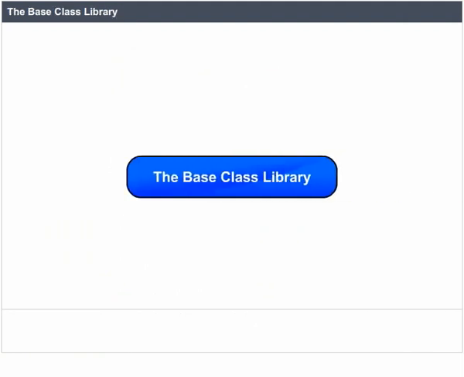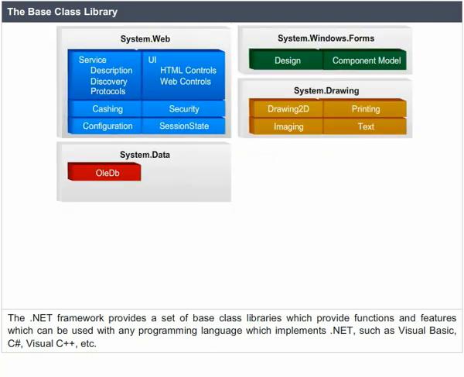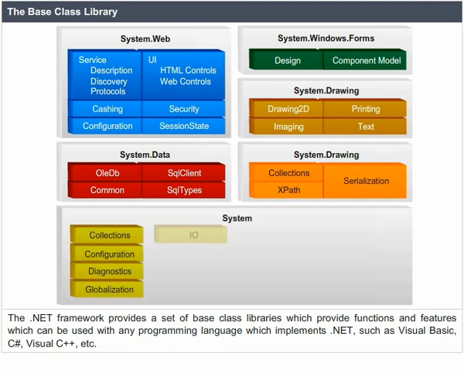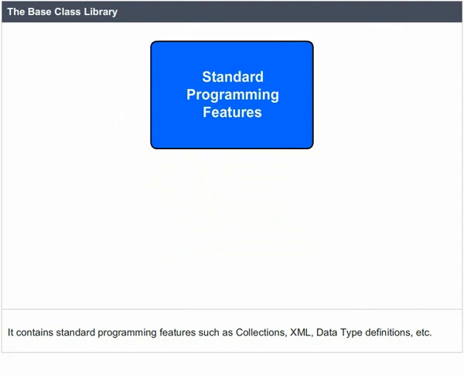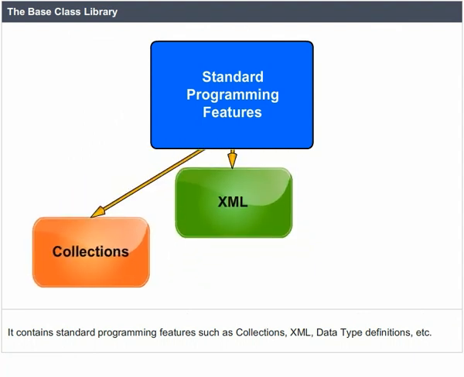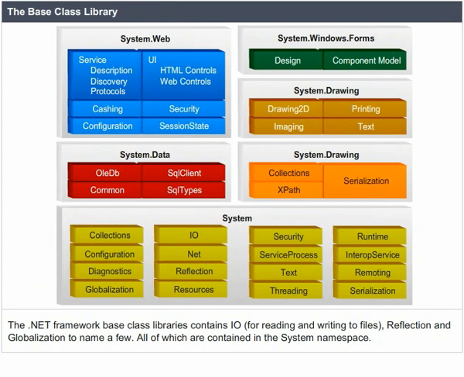The base class library. The .NET framework provides a set of base class libraries which provide functions and features that can be used with any programming language which implements .NET, such as Visual Basic, C#, Visual C++, etc. It contains standard programming features such as collections, XML, data type definitions, etc. The .NET Framework base class libraries contain I/O for reading and writing to files, reflection and globalization, to name a few, all of which are contained in the System namespace.